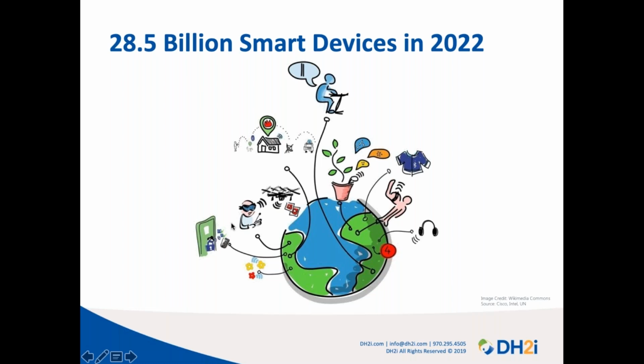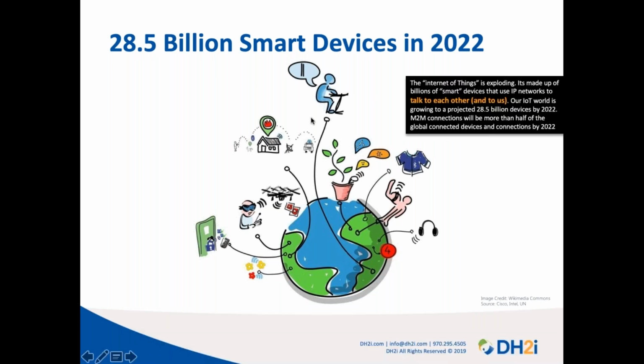So one factor in this changing network landscape is the massive growth in the number of smart devices. This is a bunch of data from Cisco, Intel, as well as the UN. There are various predictions out there stating that there are going to be almost 30 billion smart devices within the next about 2.5 years now. So massive growth in smart devices, and machine-to-machine connections are becoming more and more prevalent as well.